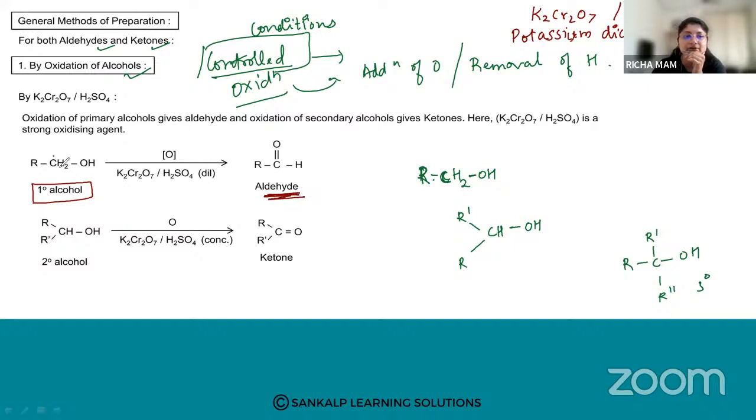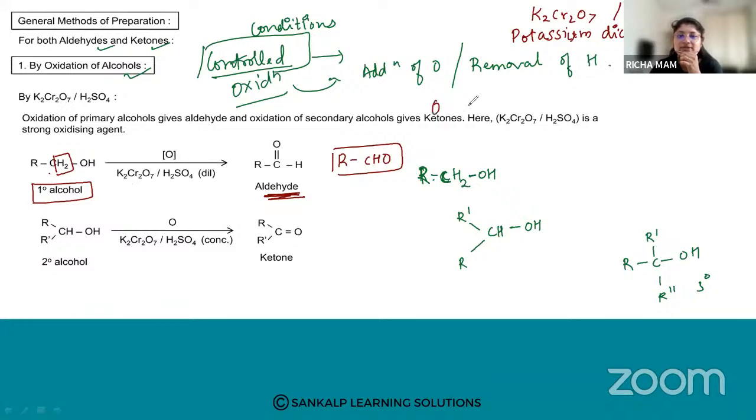So what are we doing here? The hydrogens are removed from here. What will I obtain then? RCHO. So this is an aldehyde. What we got is an aldehyde. So potassium dichromate is a good oxidizing agent.